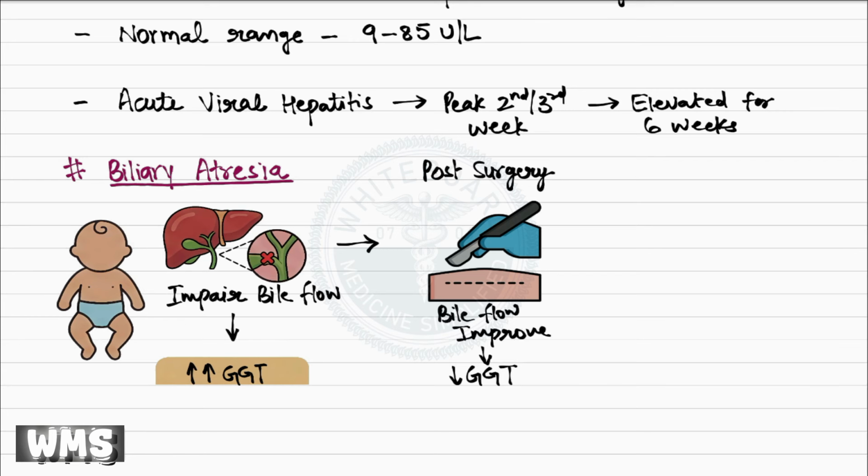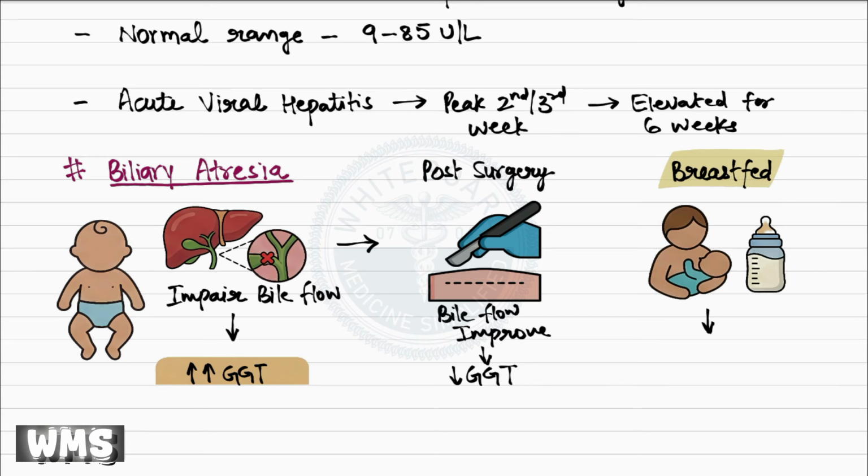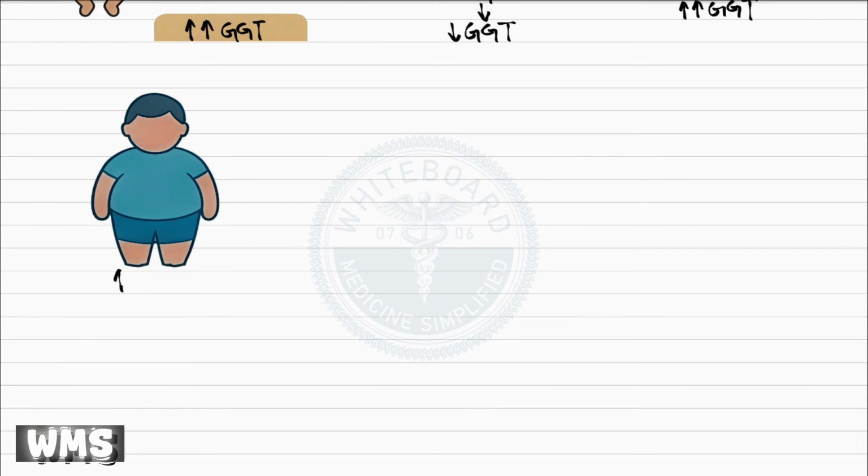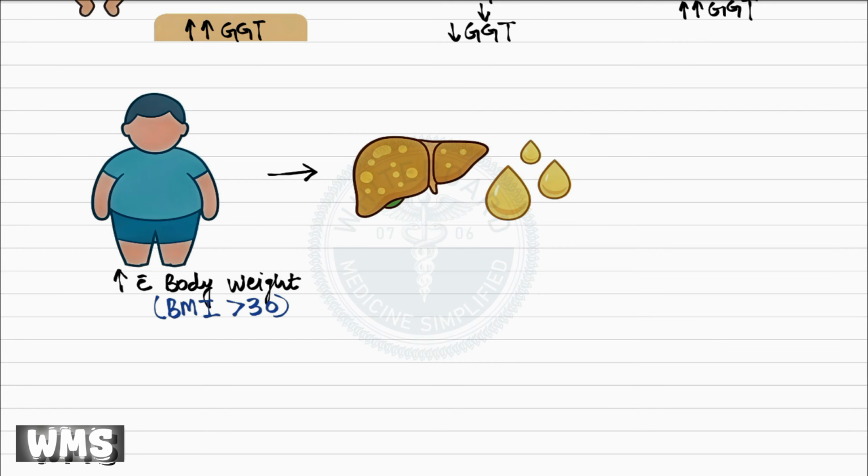However, if the infant is breastfed, GGT levels may remain elevated despite clinical improvement because human breast milk contains significant amounts of GGT which can be absorbed and contribute to higher measured serum levels during the early weeks after birth. Plasma GGT levels tend to increase with body weight and can be about 50% higher in individuals with a BMI above 30, mainly due to fat deposition in the liver or steatosis.